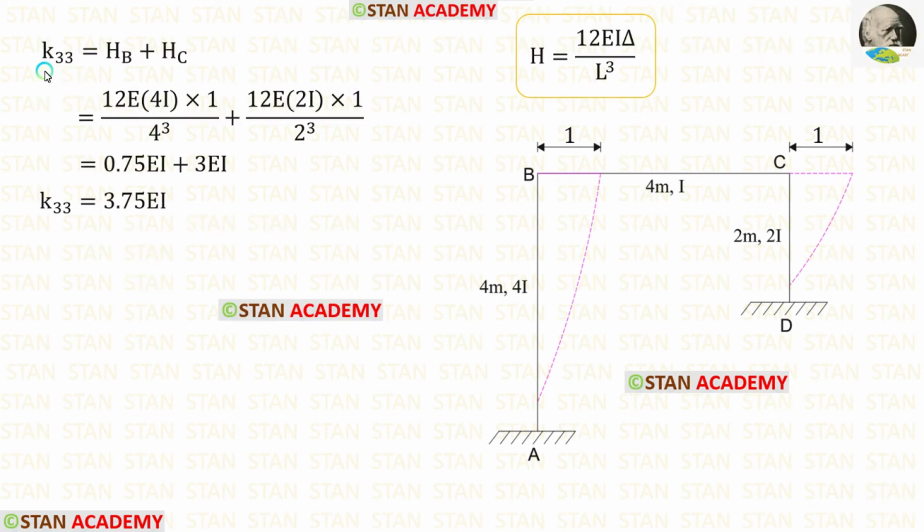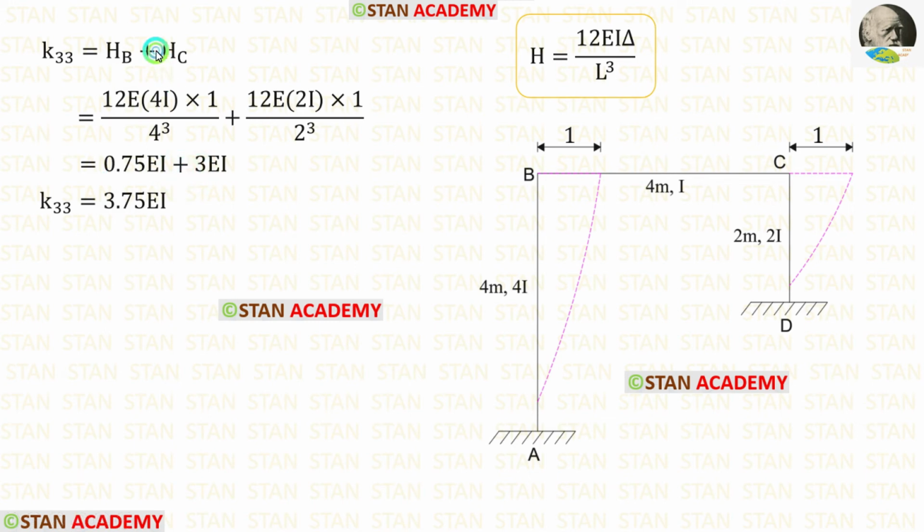Now let us find K33. For that, we have to find the summation of horizontal reactions at the points B and C. The formula to find the horizontal reaction due to sway is 12EI delta upon L cube. First, let us find HB. Length of BC is 4. The moment of inertia for BC is 4I. So instead of I, we have to apply 4I. The value of delta is 1. For HB, we are getting 0.75 EI.